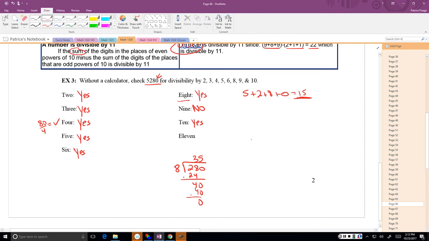And then to see if it's divisible by 11, we add 0 plus 2, which are in the even spots, minus 8 plus 5. So we get 2 minus 13, which is negative 11. So is it divisible by 11? Yes. All right. Y'all ready?